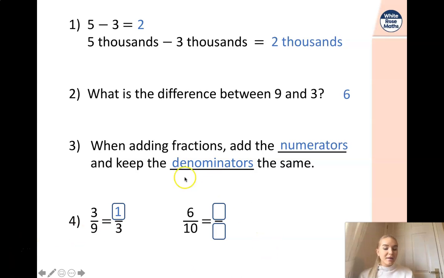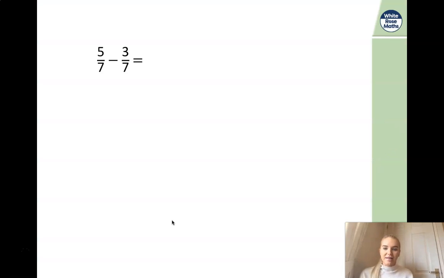We could do the same here and look at 6/10 is equivalent to what? Well, we know that each of these numbers can be divided by 2. What's 10 divided by 2? 5. And what's 6 divided by 2? 3. So we could have 3/5. Super job, Year 4, if you've got all of those right.